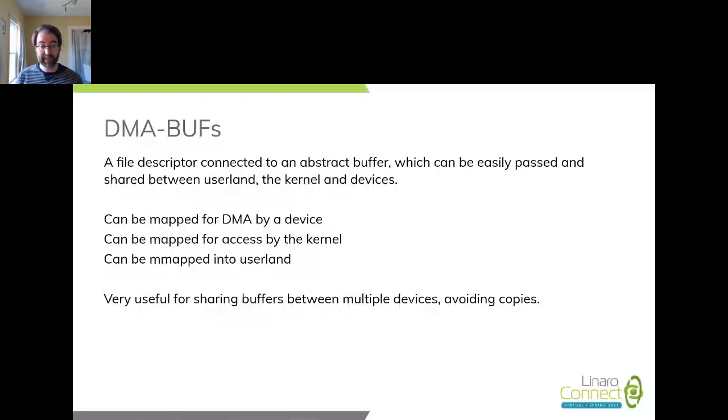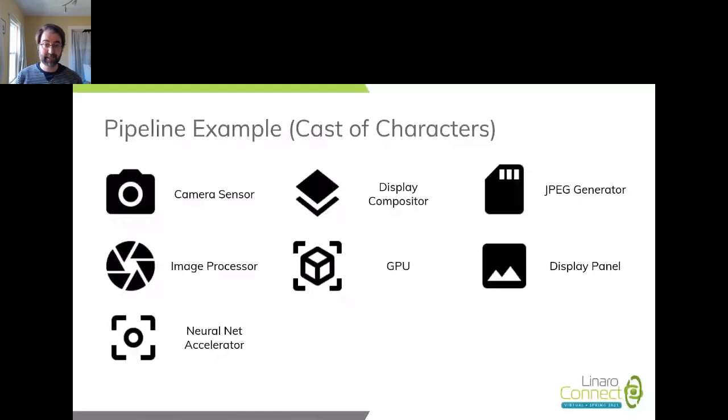Now I'm going to go through an example pipeline, but there's a bunch of characters involved here, so I'm stretching the material design icon set as far as it can go, so apologies. We have a camera sensor, an image processor, a neural net accelerator, a display compositor, a GPU, a JPEG generator, and the display panel. Now here's the example pipeline.